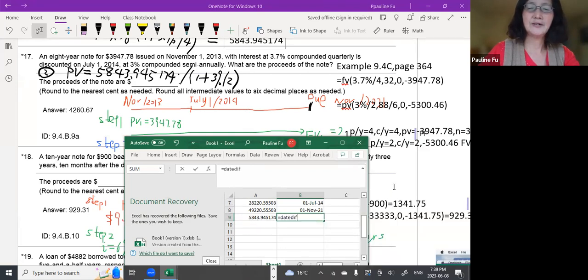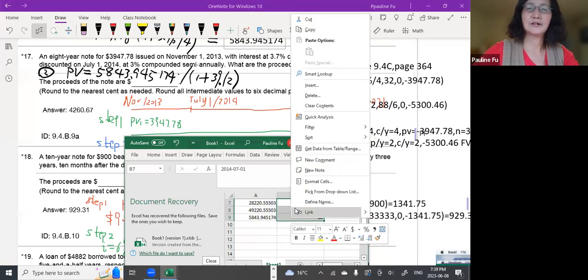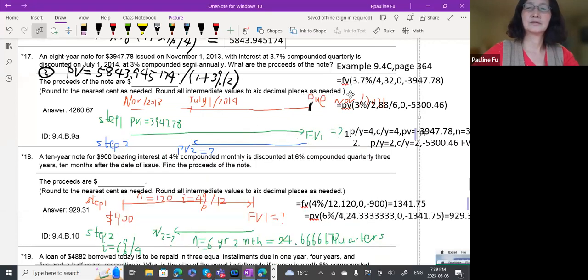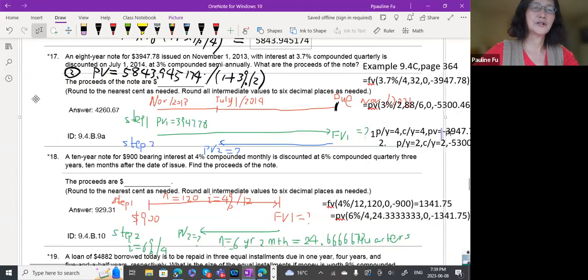So the dated-if function: the first day is this, and then the second day is this one. We had quarter. I just tried to type in Q, to see if it represents quarter. No, so I have to type in months. It means I want to calculate how many months between those 2 days. So 88 months. Okay, 88 months between those 2 days.